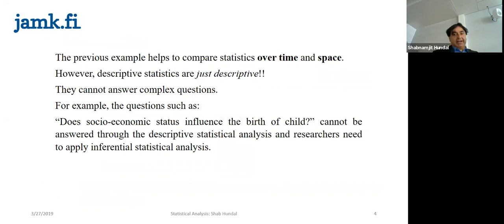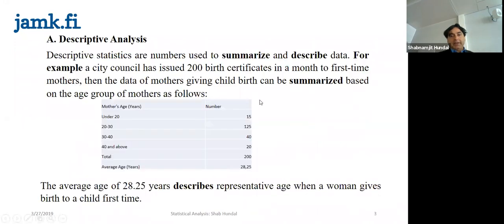The previous examples we had can be compared over time and space. We make comparisons over time and space. Over time, let me focus on this word, over time. If I'm in the same city where this data comes from, same city, these statistics belong to 1 month. And let's say this month is September, then I see how many first-time moms in January, in February, March, April, all the months. So in the same city, I'm comparing how many women become mom for the first time in different months.